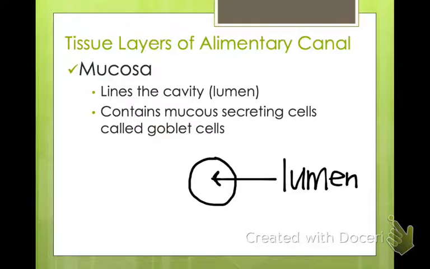So we need those cells secreting mucus so that it reduces the amount of friction that would occur as food is passing through that cavity. If there's no mucus, then there's going to be a lot of friction, and food moving through your digestive tract could possibly be painful without those goblet cells secreting that mucus.